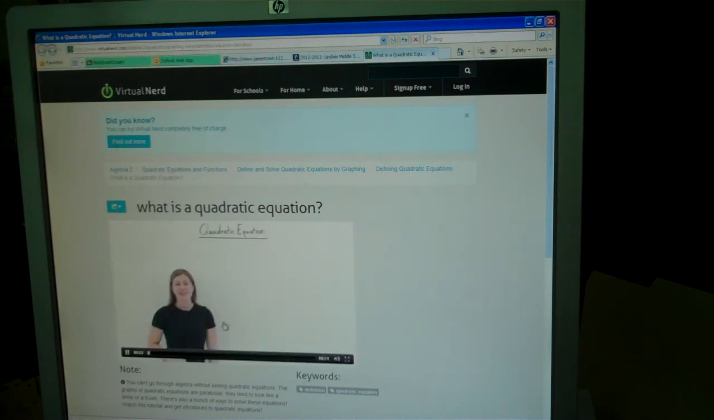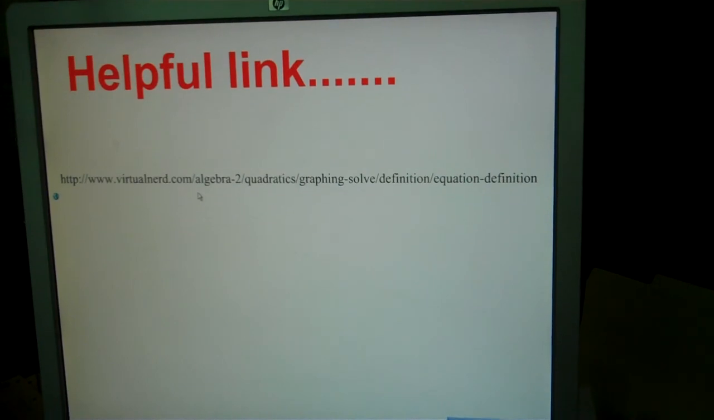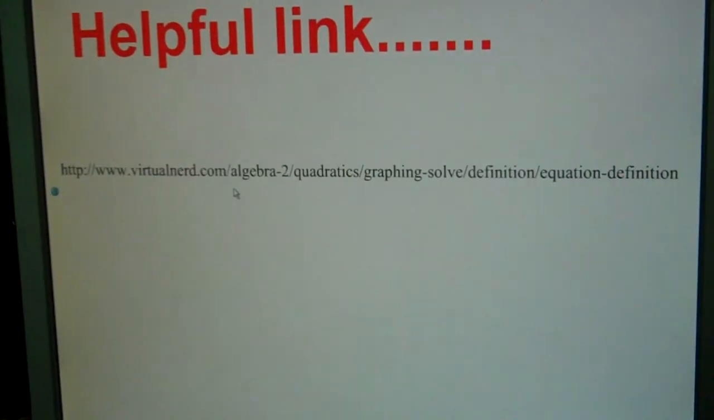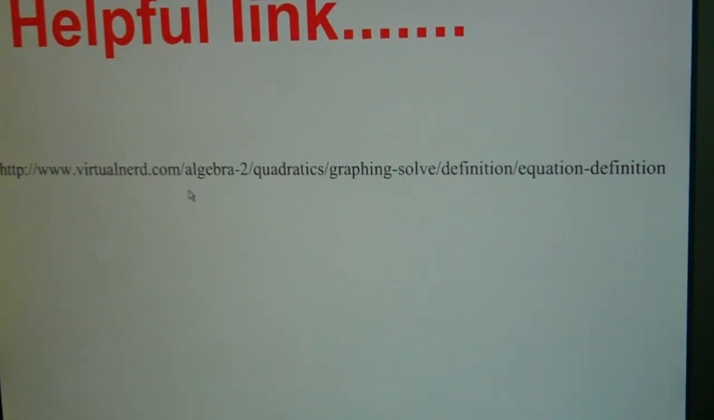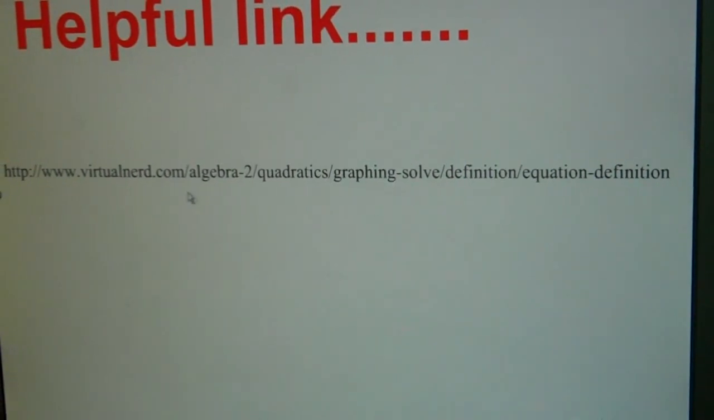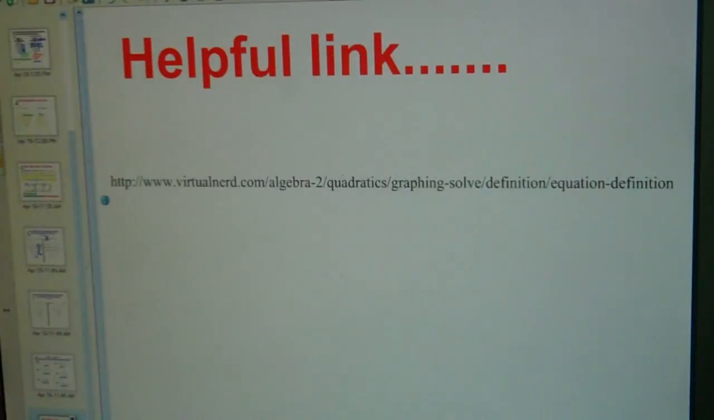Okay? What is a quadratic equation? She's going to tell you all about it. All right? So let me zoom in on that, see if you can see that a little bit better. All right? And if you want to go there, you can. End of quadratics number 1.